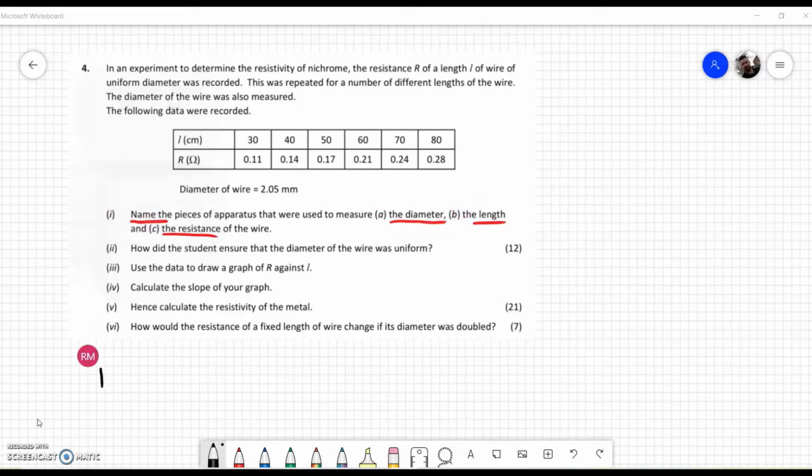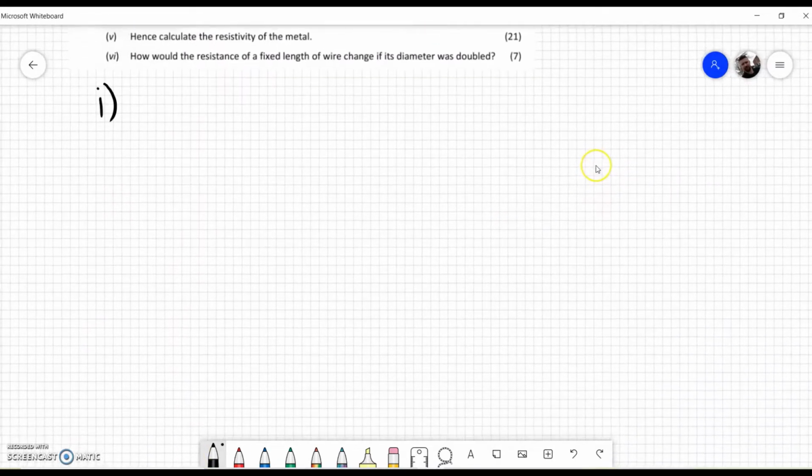Now, when we're putting in our answer, it's always good practice to use full sentences. So don't just write A in one word, B in one word, C in one word. You're not always guaranteed to get the marks. So the first thing they've asked us for is what's used to measure the diameter of the wire.